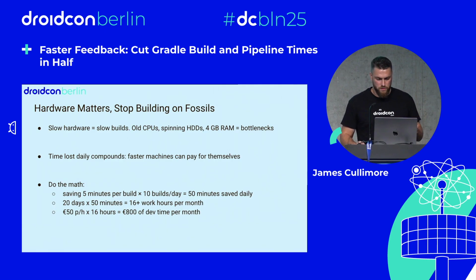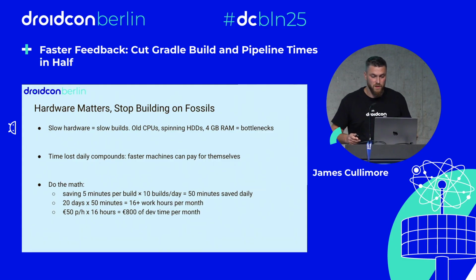If you think it costs too much to get an upgrade, then let's do the math. If you save 5 minutes per build and you build 10 times a day, that's 50 minutes saved per day. Over 20 work days, that's 16 plus hours back per developer. At €50 an hour, which is actually very small for a developer's hourly rate, that's €800 per month per developer. So yes, a faster laptop or CI runner pays for itself pretty quickly.